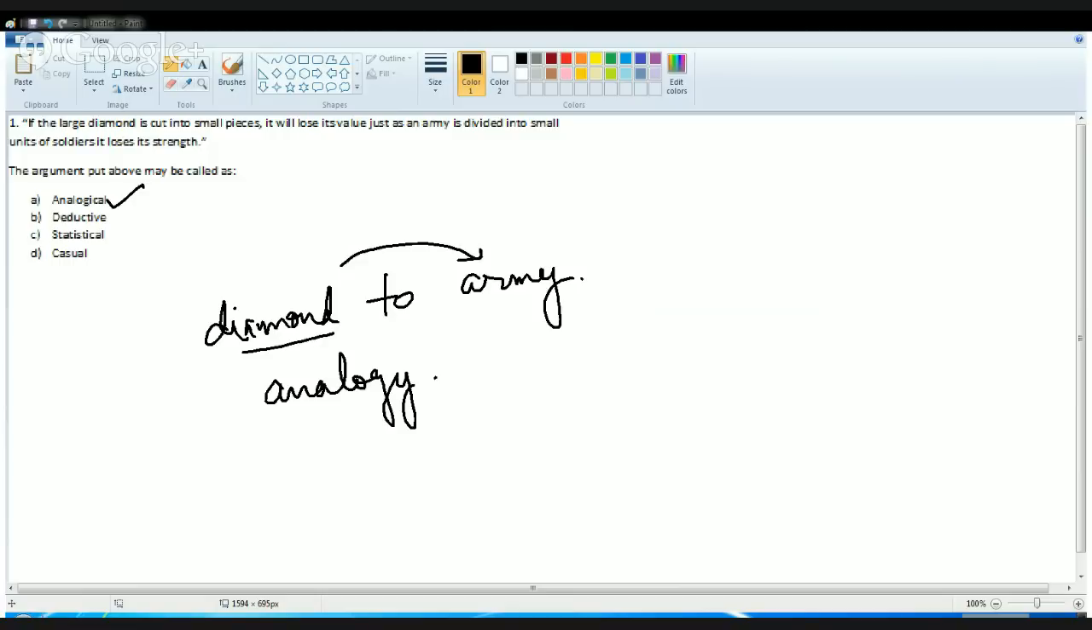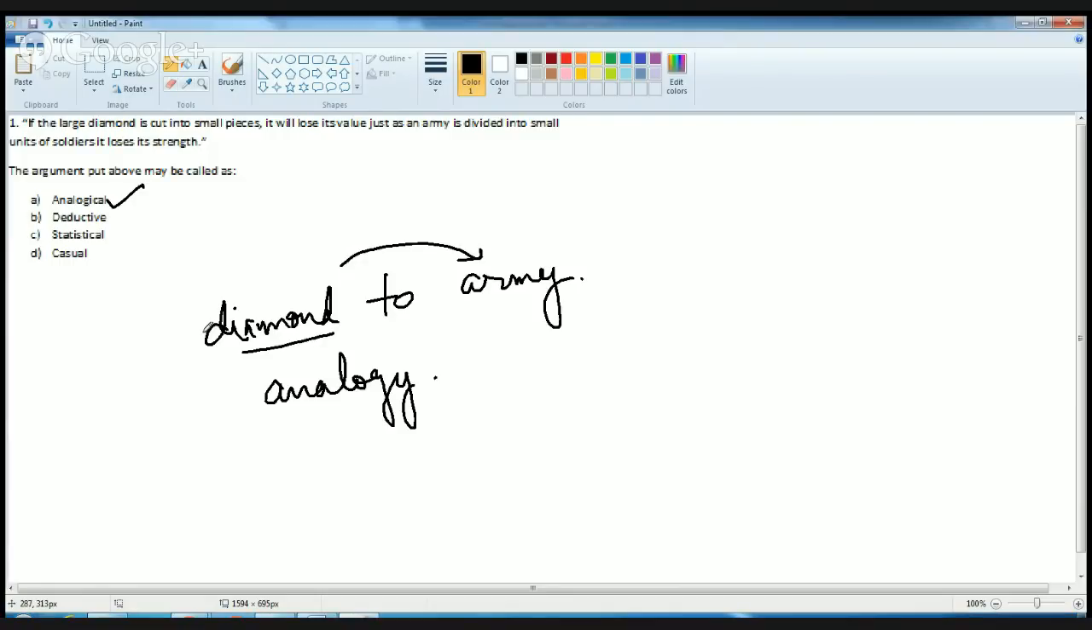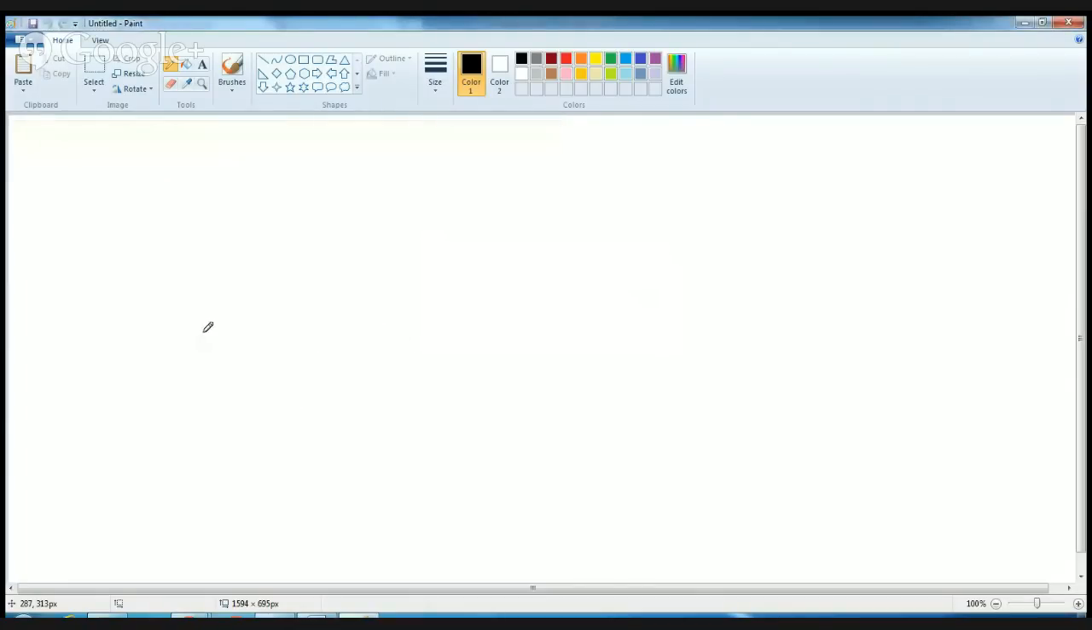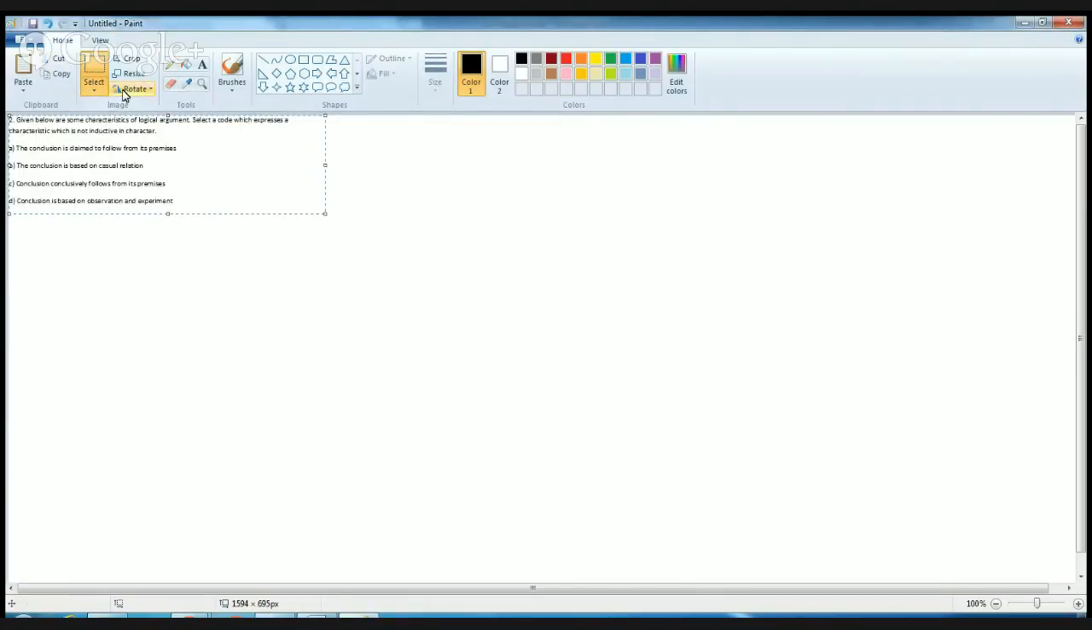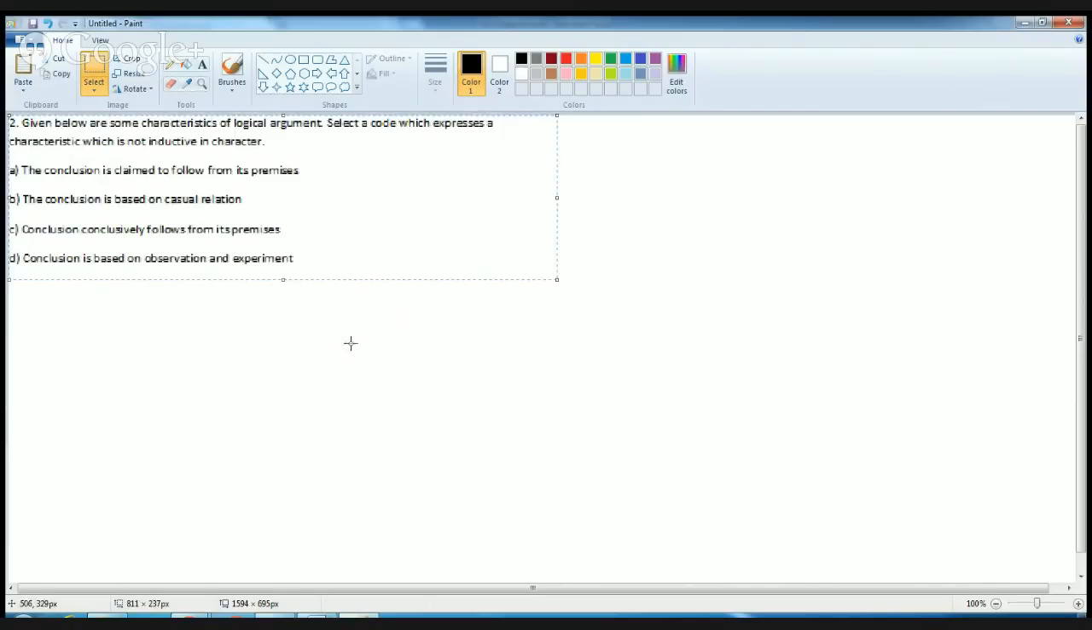The next question is a very interesting question. It talks about the various formats of logical arguments and asks which of the following is not an inductive argument. The question goes on: below are the characteristics of logical arguments. Select a code which expresses the characteristics which is not inductive in nature.